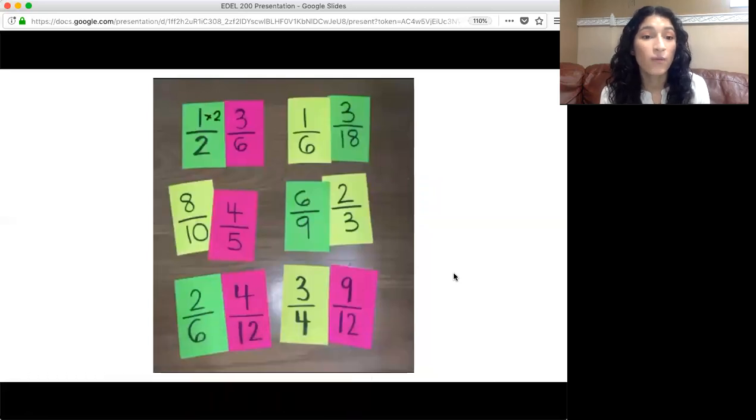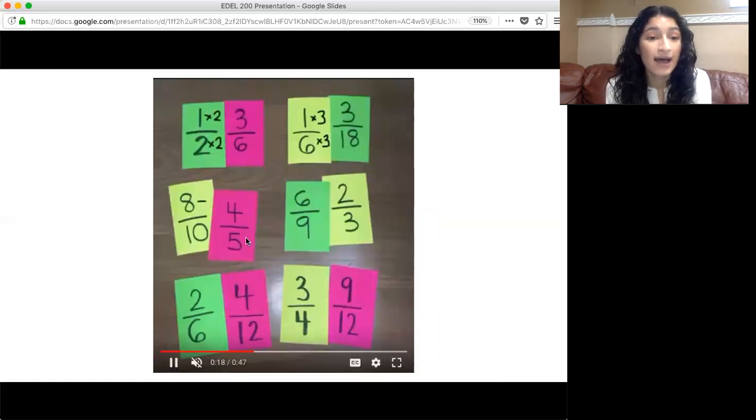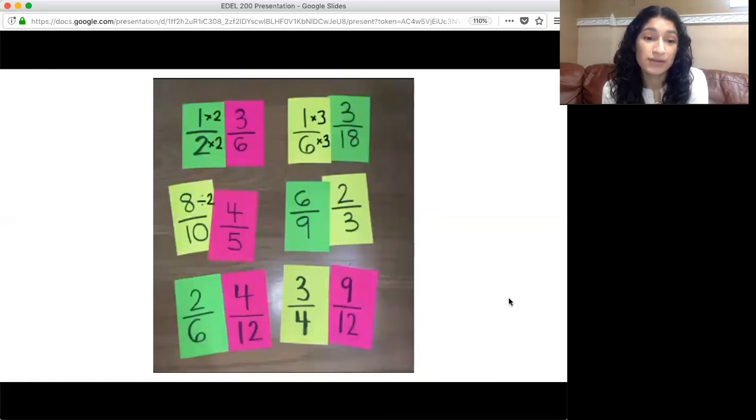So here we have 1/2 equals 3/6, or 1 times 2 equals 2, and 2 times 2 equals 6 in the lower row. Over here we have 1 times 3 equals 3, 6 times 3 equals 18. And here we're working backwards. So 8 divided by 2 will give us 4, and 10 divided by 2 will give us 5. Again, we see that 6 divided by 3 will give us 2, and 9 divided by 3 will give us 3. And at the bottom, 2 times 2 is 4, and 6 times 2 is 12. And 9 times 3 is 9, and 4 times 3 is 12.